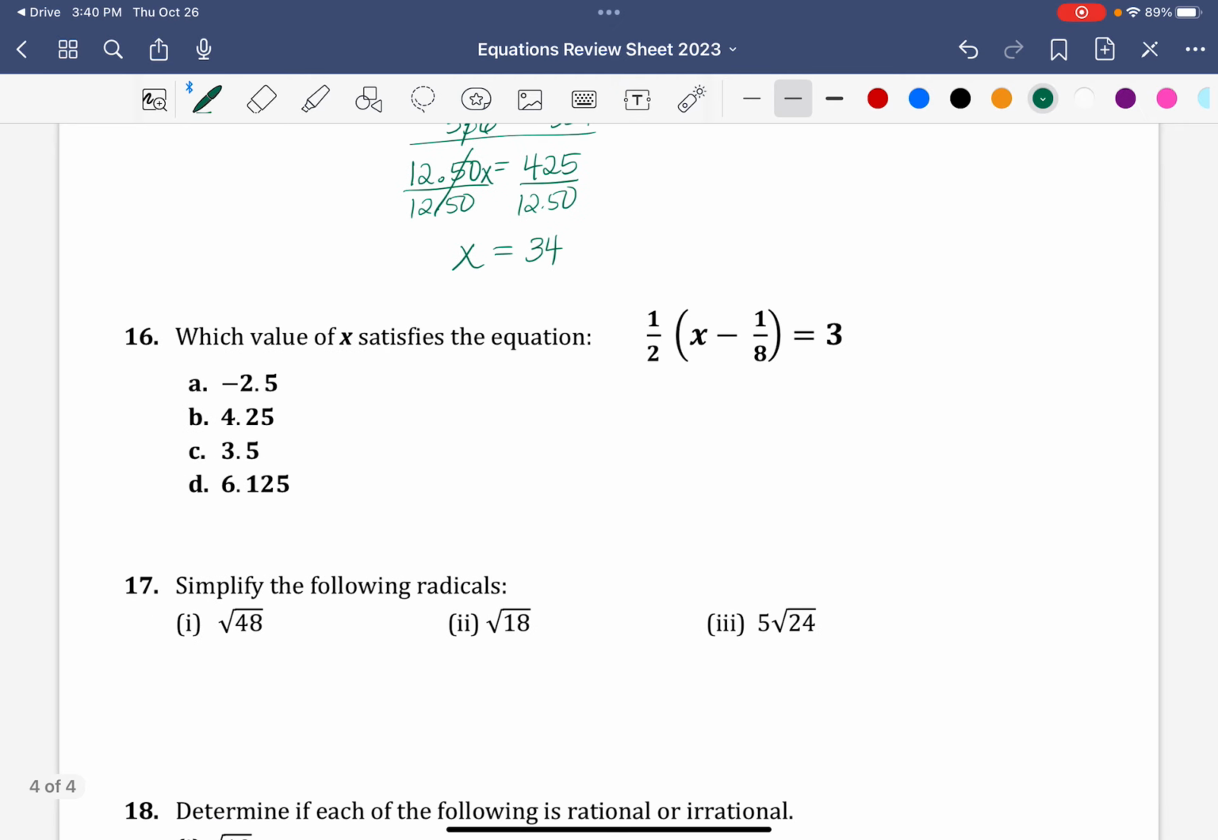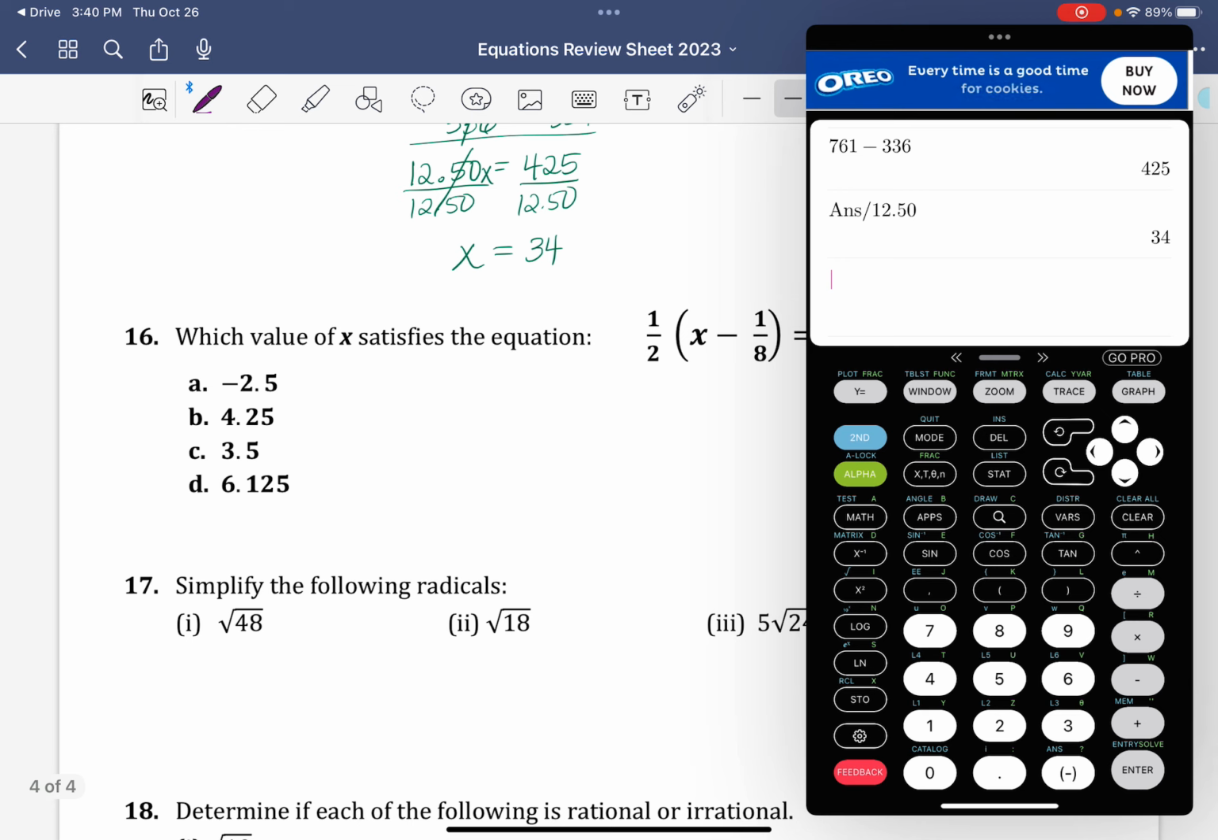All right, number 16, there are different ways that you can go about solving this. One way that I notice some people doing in class is 1/2 and 1/8 are not bad decimals. 1/2 is 0.5, 1/8 is 0.125. So some people just changed it over right away to this right here.